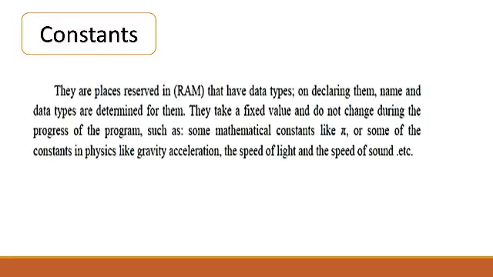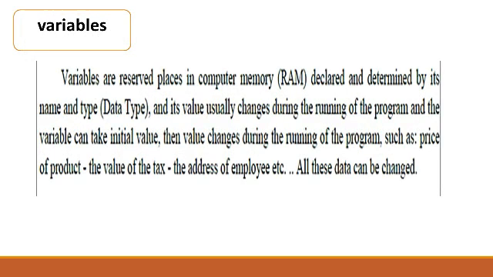What is the meaning of constants? They are places reserved in RAM that have data types. On declaring them, name and data types are determined for them. They take a fixed value and do not change during the progress of the program, such as some mathematical constants like pi, or some of the constants in physics like gravity or acceleration, the speed of light and the speed of sound, etc.